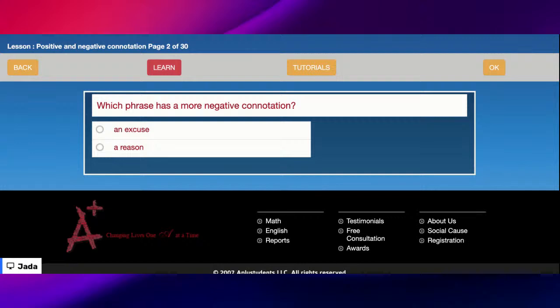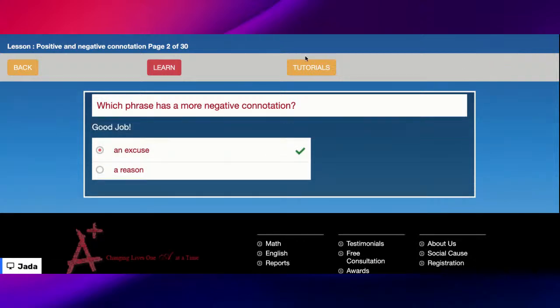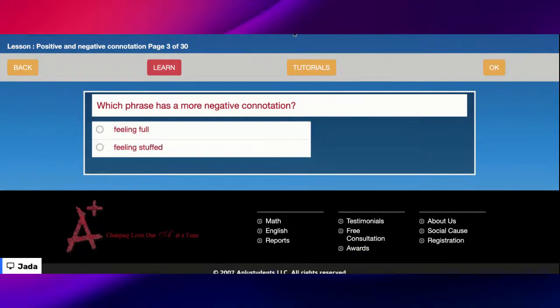So, is it going to be an excuse? Or maybe you give a reason as to why something happened. So, which one? Which is more negative, an excuse or a reason? So, if you give an excuse, it's more negative.